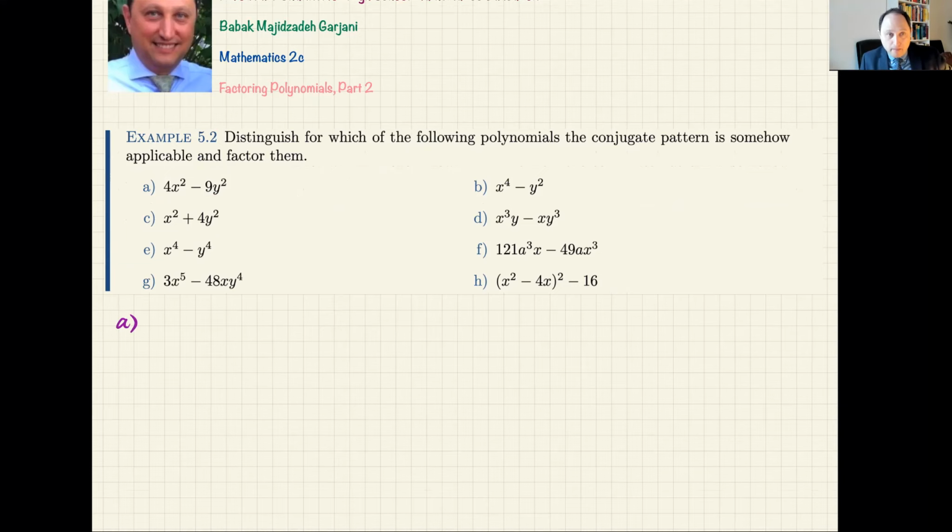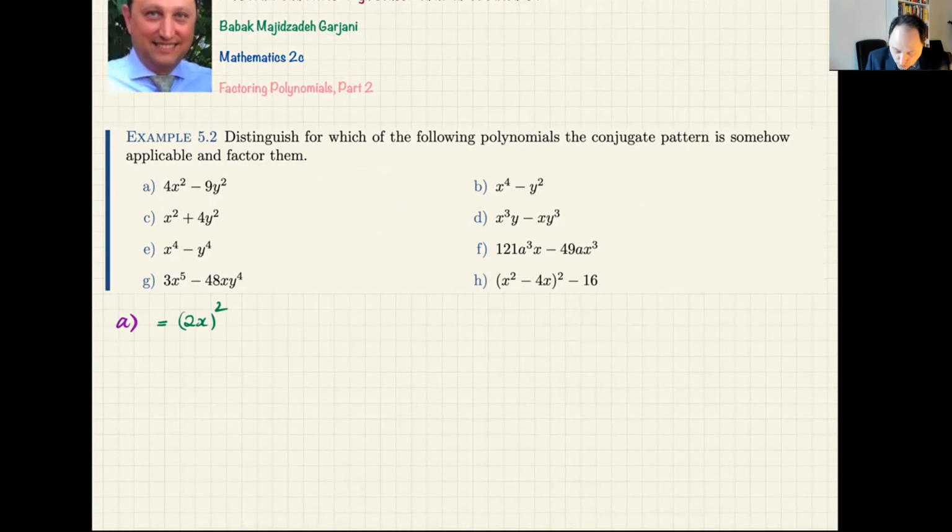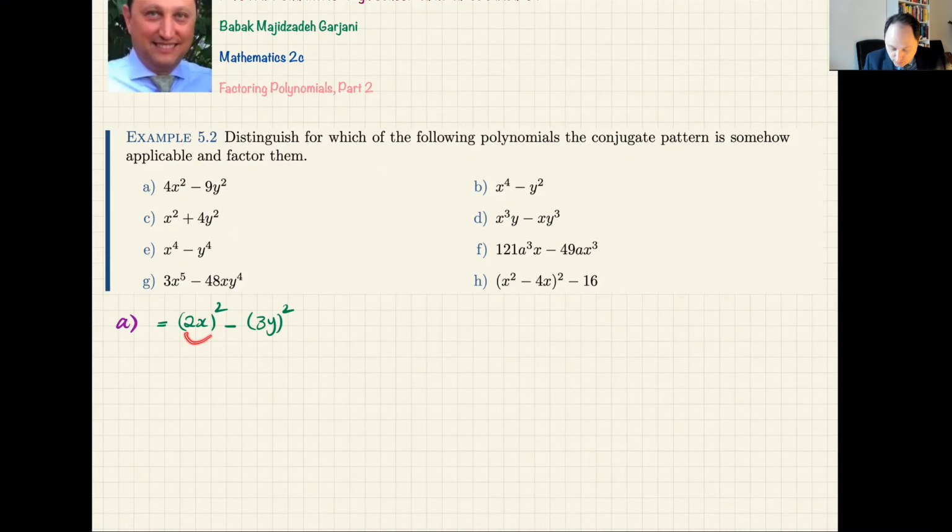Is it? I think so. Yes, because that is the difference of two complete squares. So if I want to write this, the intermediate step is to show that 4x squared is a complete square, and 9y squared is also (3y) to the 2. So you see that this is indeed the difference of two complete squares. So that is the conjugate pattern.